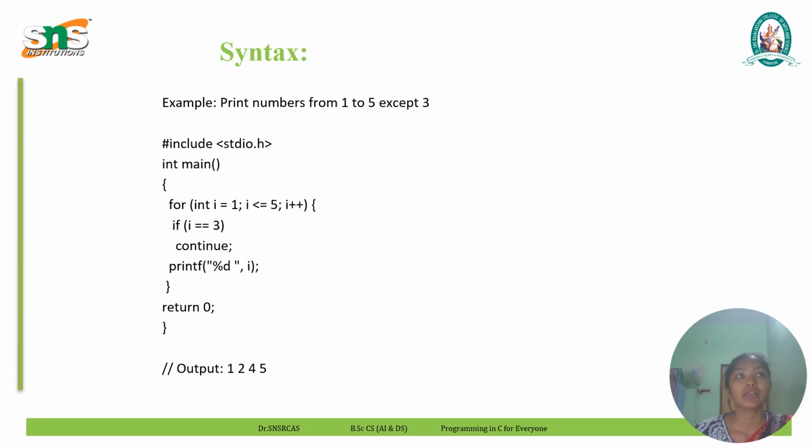Here, as usual, we have to put the header file. The next statement is void main, and then we open the bracket. Next, we put the for loop, that is int i = 1; i <= 5; i++. Here, if i is equal to 3, we use the continue statement, otherwise we print i. And next is the return 0 statement.